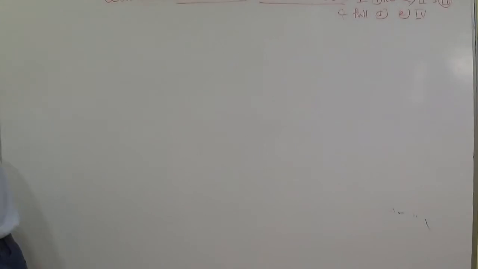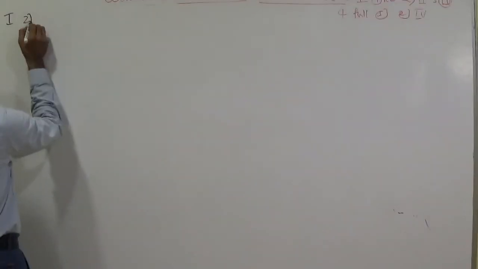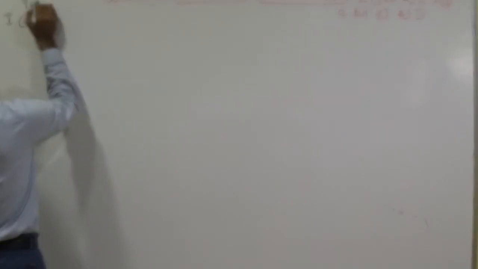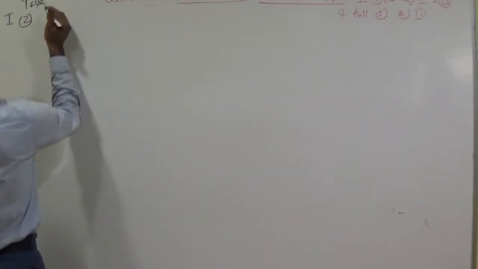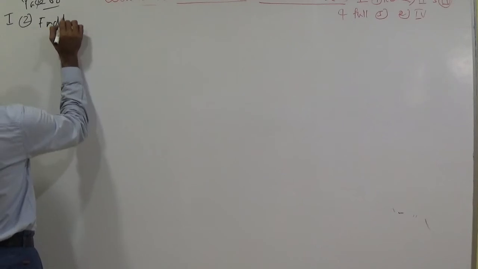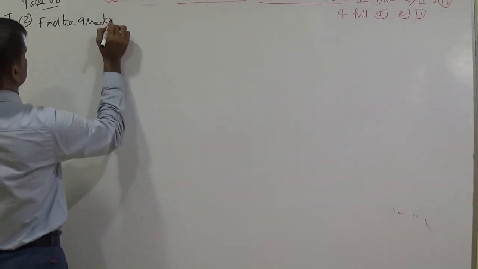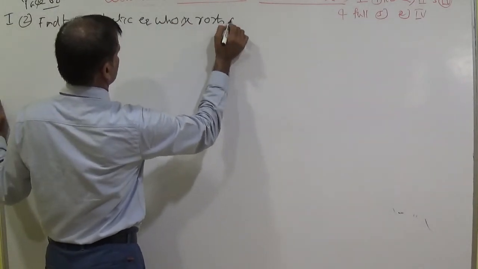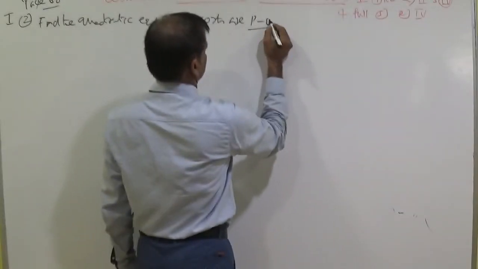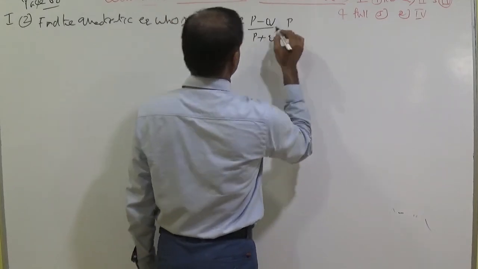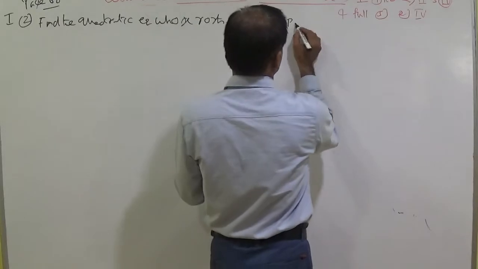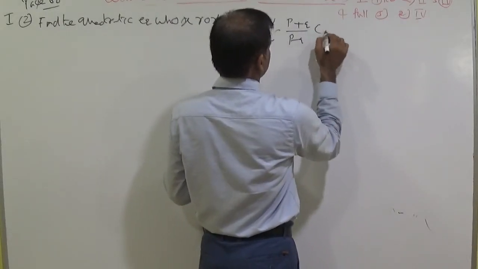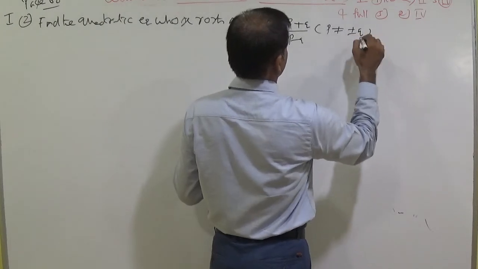Find the quadratic equation whose roots are p minus q by p plus q, p plus q by p minus q, with condition p not equal to plus or minus q. This is Roman number 1, second question, page number 68.